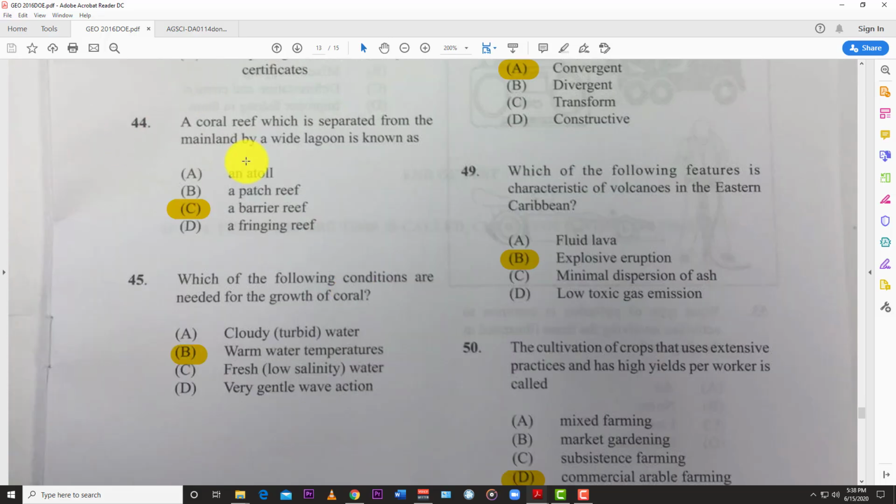44, a coral reef which is separated from the mainland by a wide lagoon is known as, and this answer is C, a barrier reef. 45, which of the following conditions are needed for growth of coral? And the answer is B, warm water temperatures.